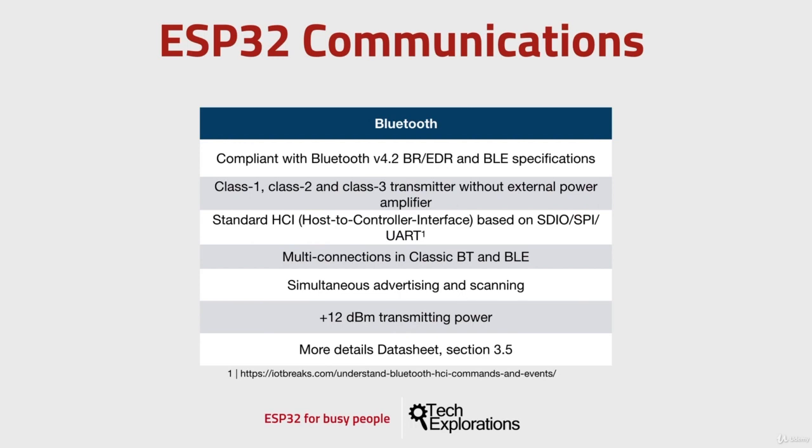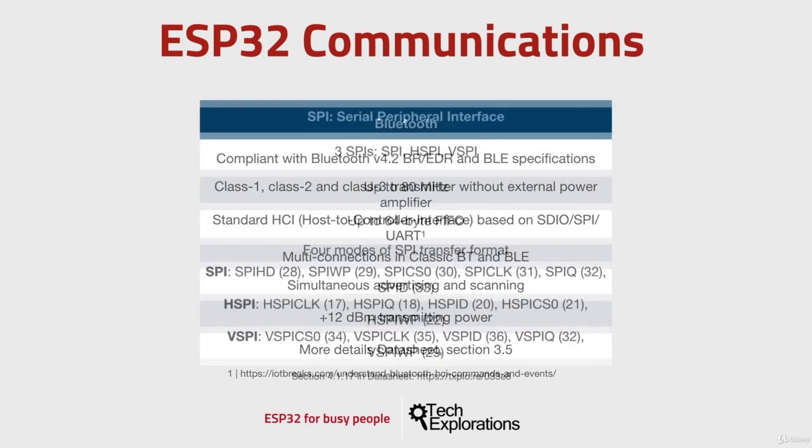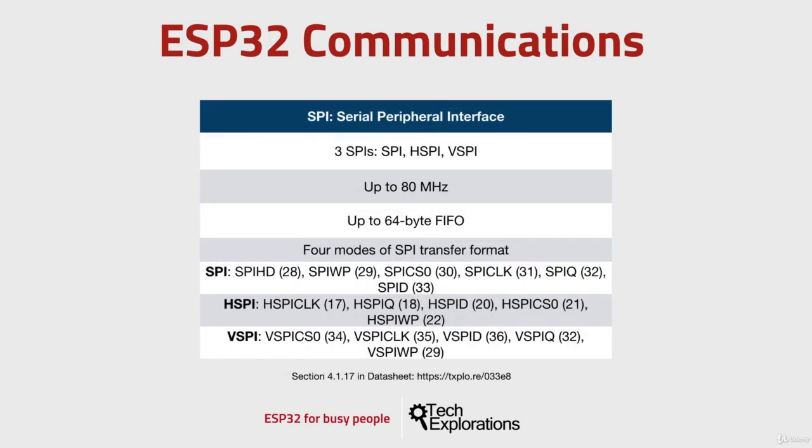As far as the Bluetooth capability is concerned, the ESP32 is compliant with classic Bluetooth 4.2 and BLE, Bluetooth Low Energy specifications. It contains a class 1, 2, and 3 transmitter, and it can simultaneously advertise and scan. And again, more details in the datasheet. Then we've got 3 SPI channels up to 80 megahertz in frequency: SPI, HSPI, and VSPI, all of them up to 80 megahertz in frequency.